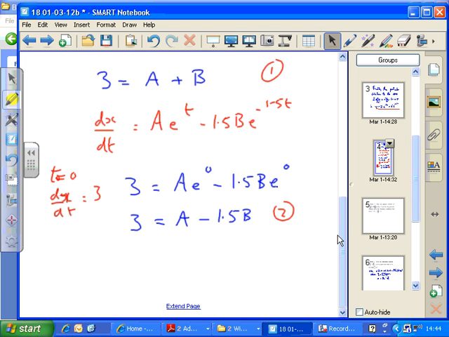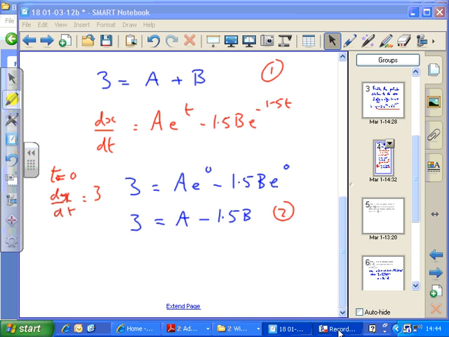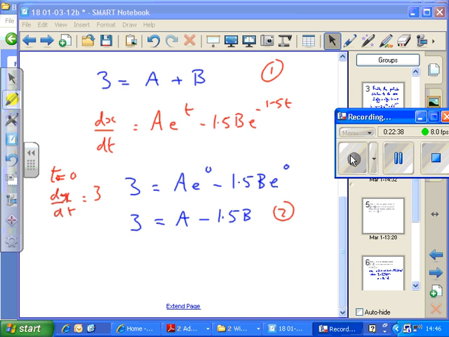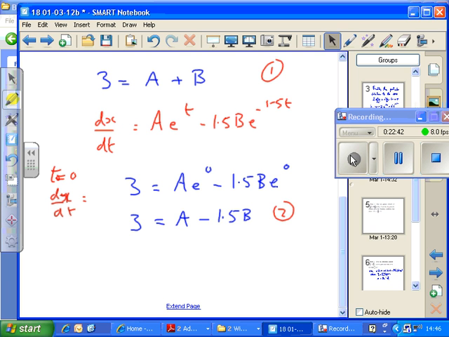Now all we have to do is solve those simultaneous equations. Yeah, made a mistake here. So dx by dt in this case equals 6, not 3. So actually this should be 6 equals.